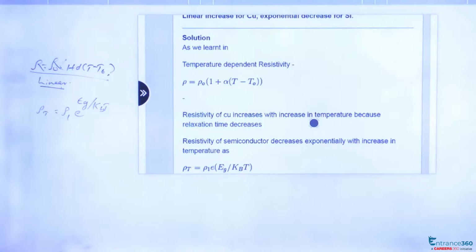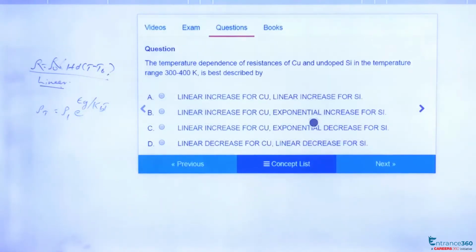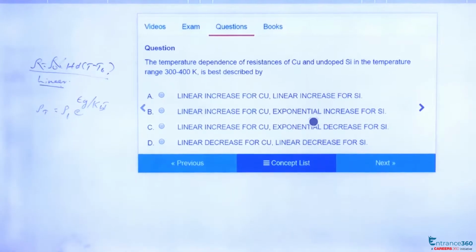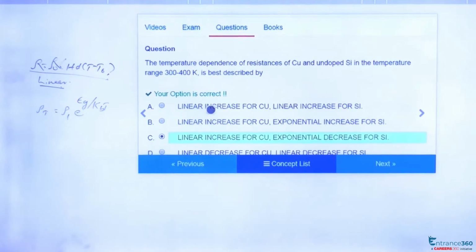So the best option is that for a conductor it varies linearly, and for silicon it varies exponentially. But in one case the resistance increases, in the case of a conductor, and in the case of a semiconductor, that is silicon, it decreases. So the right option is C.